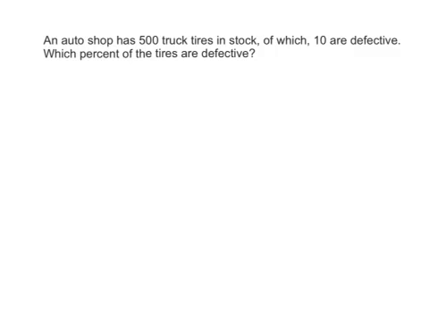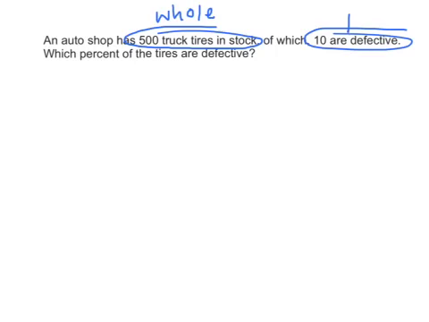I prefer to pick out all my important information first and label what it means. So, if I read through my problem, I see 500 truck tires in stock. So that must be a whole. Then I see that 10 are defective, which will be my part, and we have to find what percent are defective. So that is our unknown, or our x.